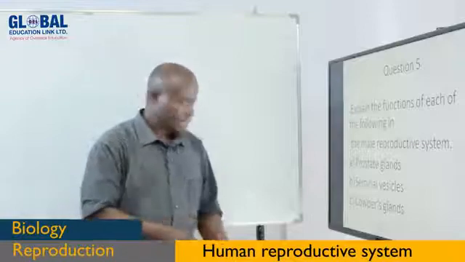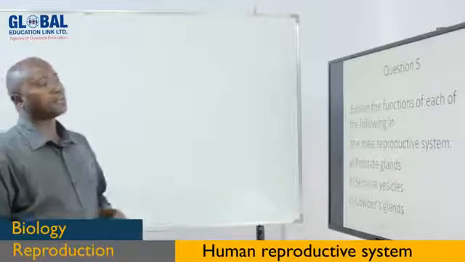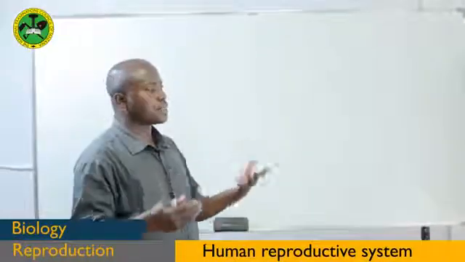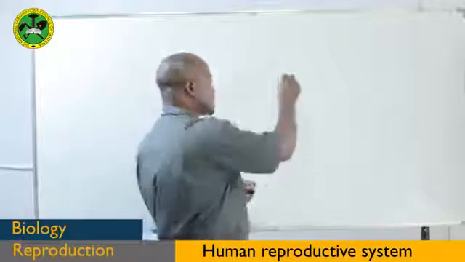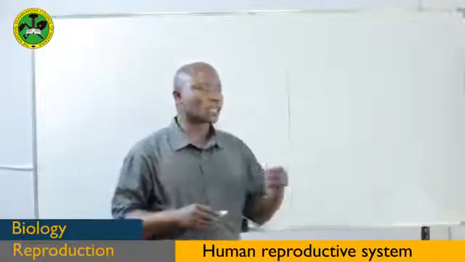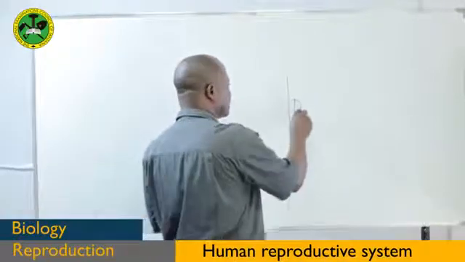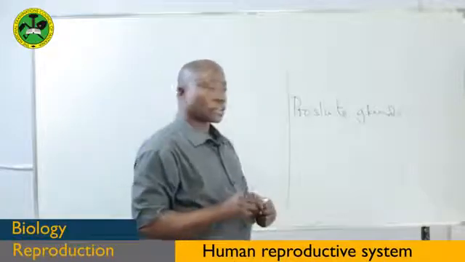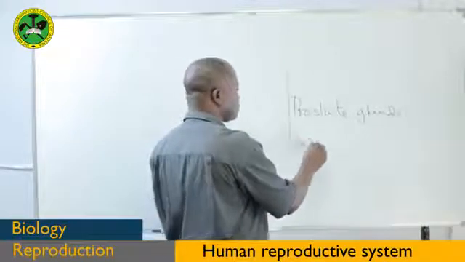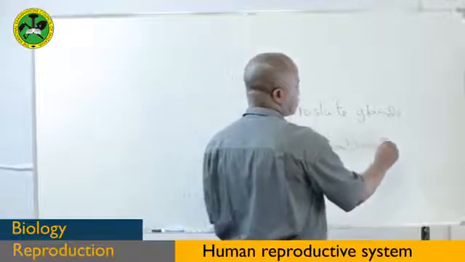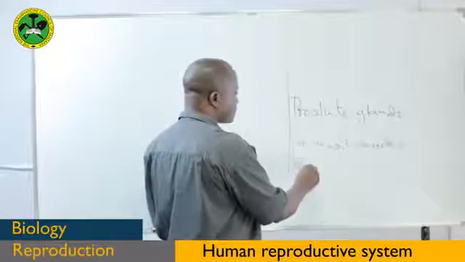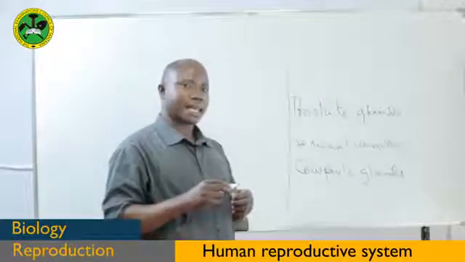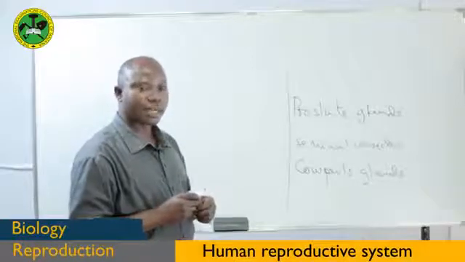C. Cowper's gland. As I've said before, these are male reproductive system accessory glands, and they have their contribution in the functioning of the male reproductive system. What you need to understand here, the question wants you to explain the role of the prostate gland, also the role of the seminal vesicle, also the role of the Cowper's gland. By answering that, you will have answered this question correctly.